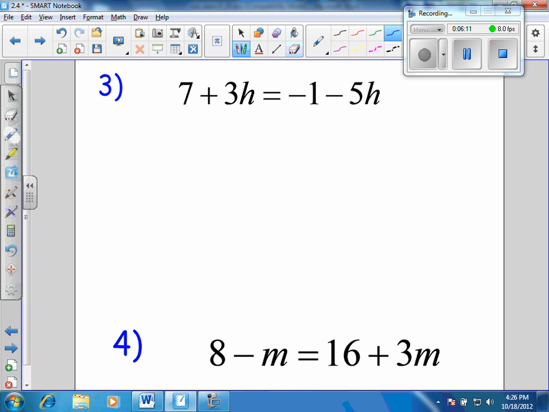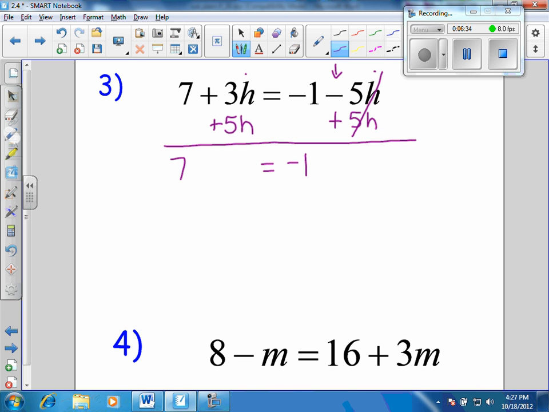Okay, what I usually do is if I see a subtract, like right here, and I have h's on both sides, I usually like to add the opposite. It's a little bit easier for me. So I'm going to add 5h to both sides. So these are opposites, so they cancel. So on the left-hand side, I have a -1. And then on the right-hand side, I have a 7 plus an 8h.